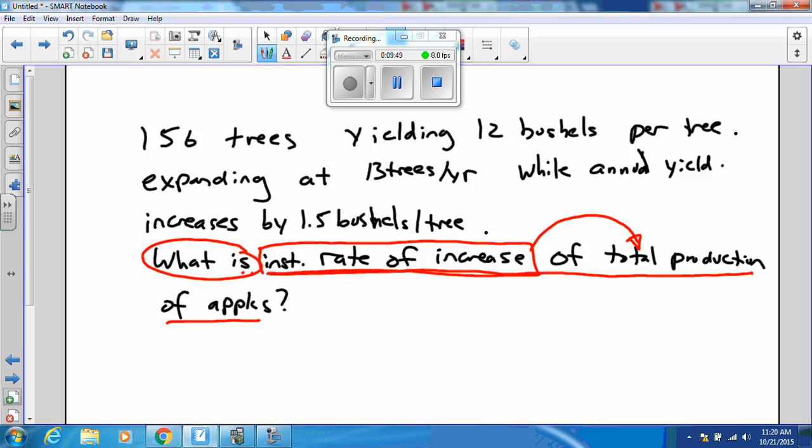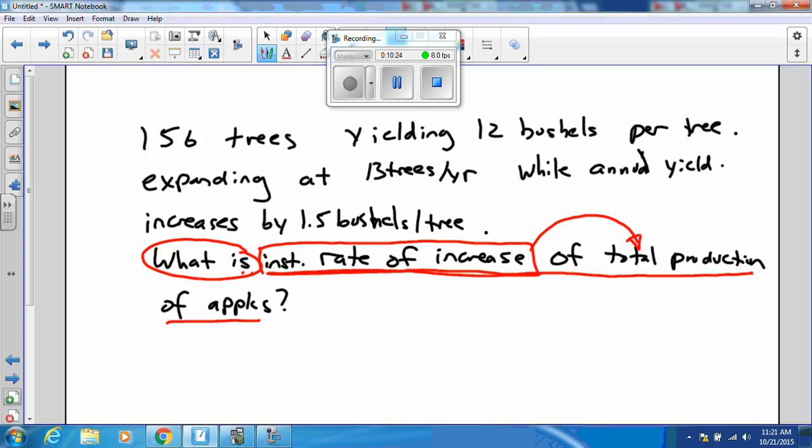Now the next question is, what is this production increasing with respect to? Is it increasing with respect to trees or time? Time, because if you multiply 13 trees per year by 1.5 bushels per tree, you get the unit bushels per year. Yeah, that makes sense to me.